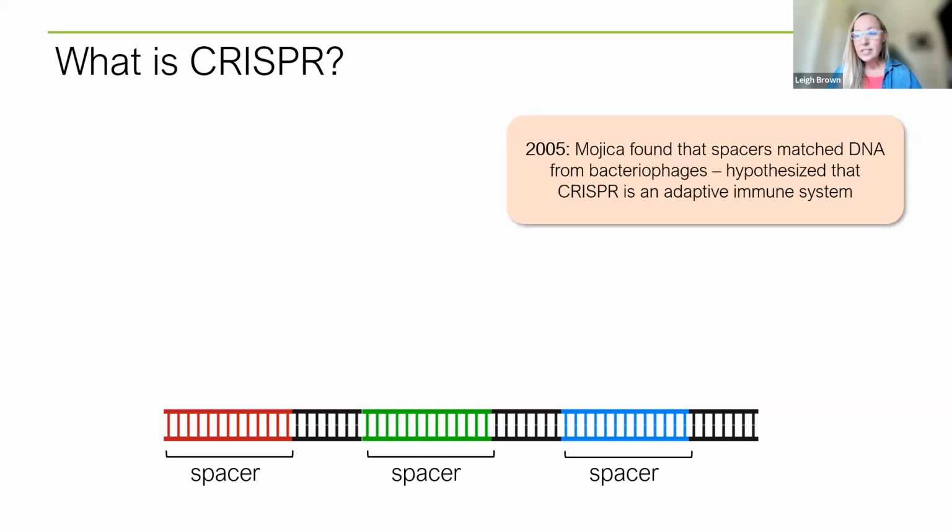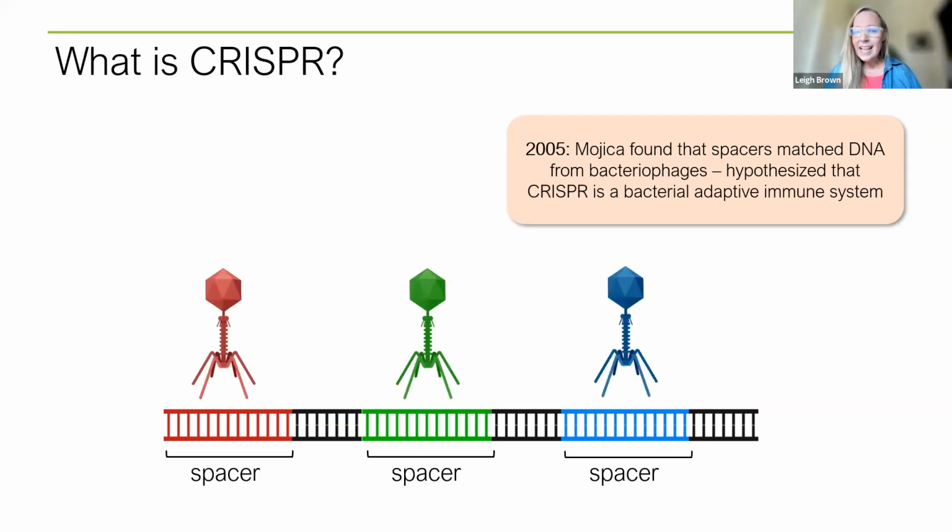But in 2005, Mojica was sequencing all these CRISPR arrays and found that those spacers, the DNA there, matched DNA from bacteriophages. So that made him think, his hypothesis was that CRISPR was some sort of adaptive immune system. He and his lab discovered that viruses can't infect if they have that homologous spacer sequence in their CRISPR array. So that's what led him to hypothesize that maybe this was some sort of immune system for bacteria, right? And it turns out that's exactly what it is.